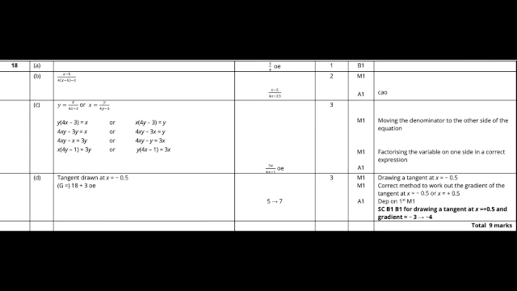Yep, 3/4. Yep, x minus 5 over 4x minus 23, yep, that works. And the gradient was between 5 and 7. So as long as you're somewhere between 5 and 7, you should be okay.